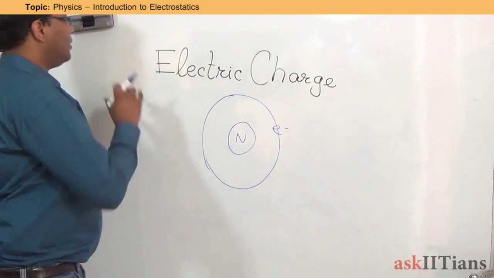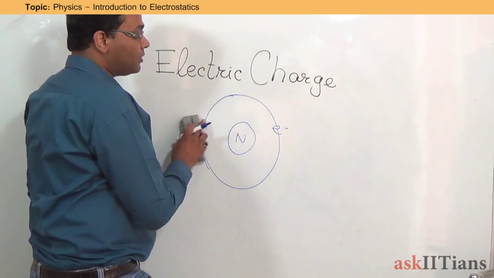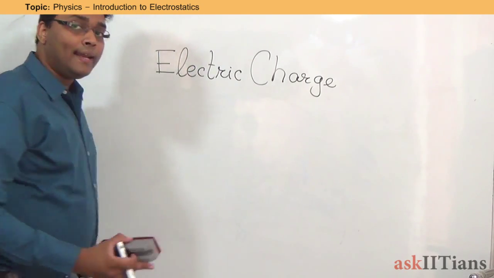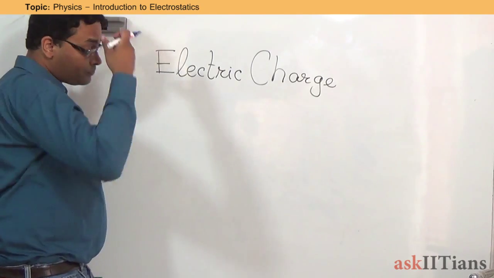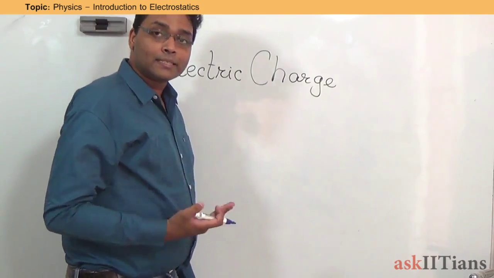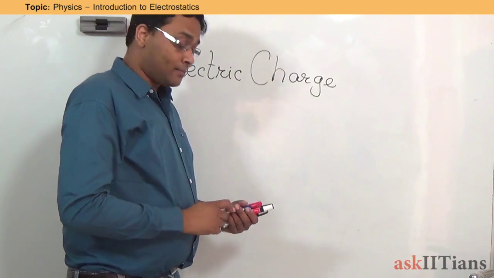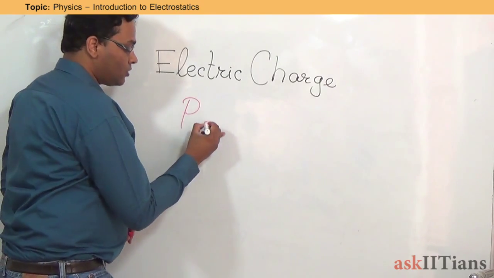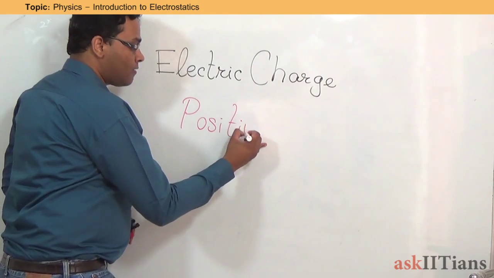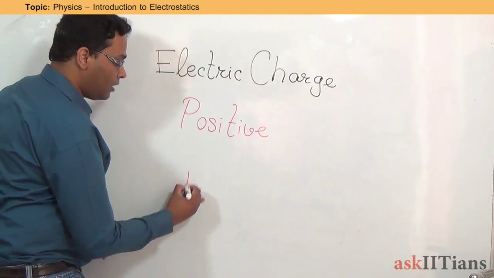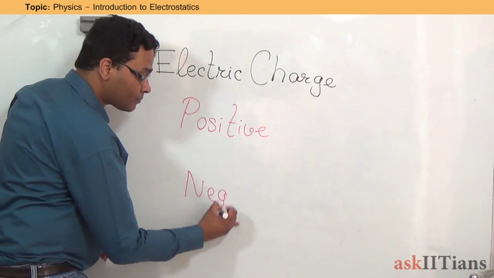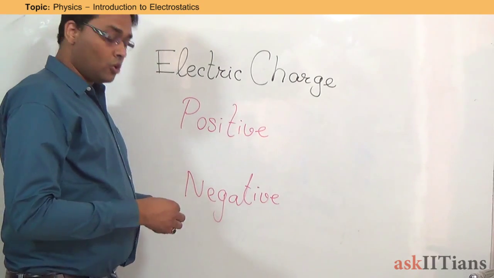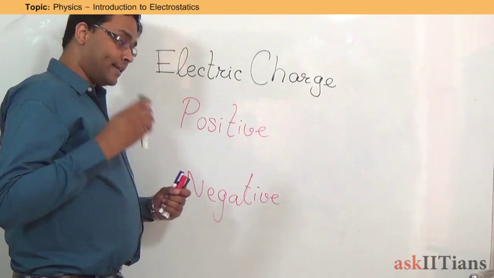Right? So I hope I have been able to convince you enough that we have to discuss all the charge transitions only in terms of electrons, right? So if all the charge transitions are going to be discussed in terms of electrons, what does that mean? It means that we will be left with two types of charges. One is a positive charge, the other one is a negative charge, right?